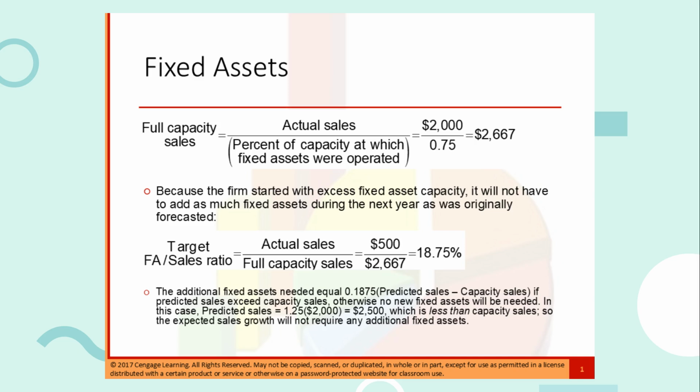Notice the additional fixed assets needed equals 0.1875 times predicted sales minus capacity sales, if predicted sales exceed capacity sales; otherwise, no new fixed assets will be needed. In this case, predicted sales equal 1.25 times $2,000, which gives us $2,500, and this is less than capacity sales. Therefore, the expected sales growth will not require any additional fixed assets.